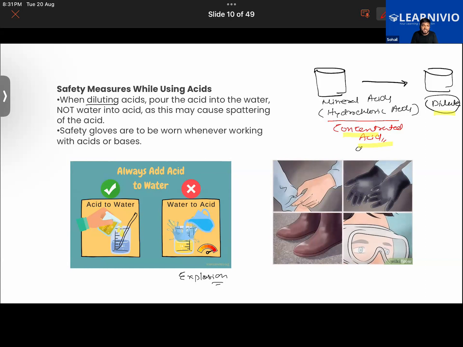In fact, I accidentally did this when I was your age, in 7th standard. I knew that we have to add acid into water, but out of curiosity, to find out what happens, I poured lots of water into it. And the glass in which that acid was basically broke. By the way, don't try this at home. So that is one.